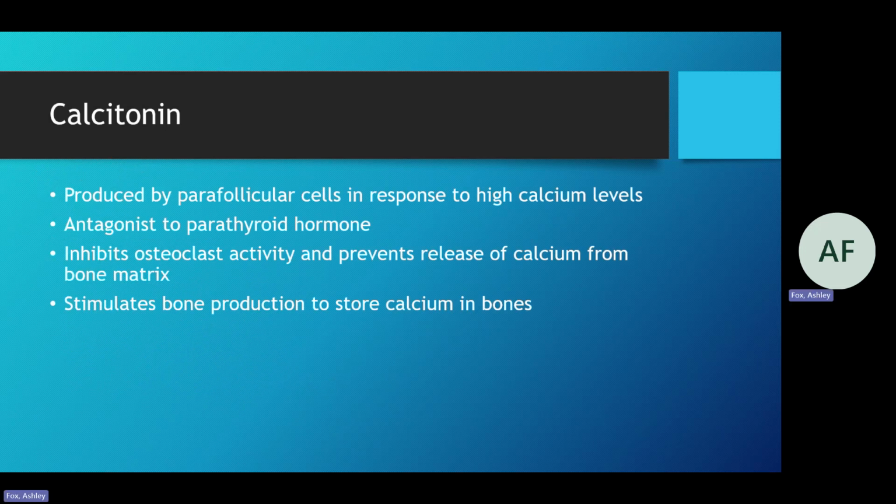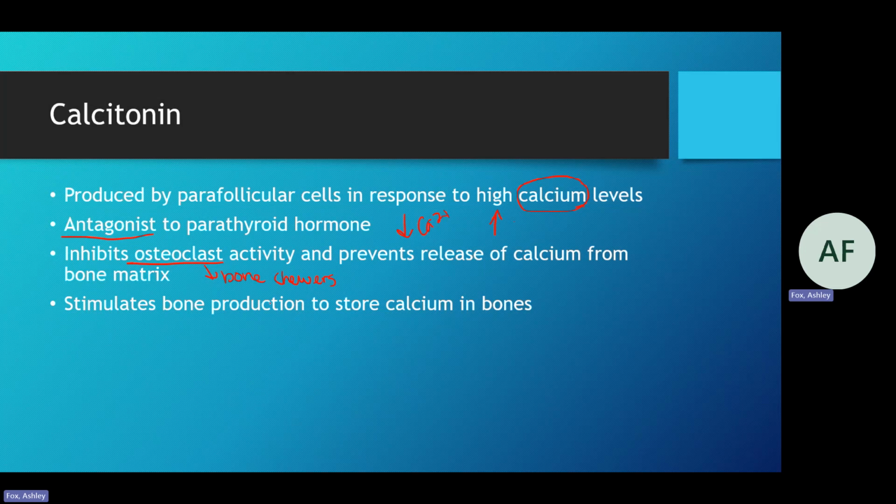Calcitonin, remember, is produced by the parafollicular cells, so around those follicles, and that responds to high calcium levels. Not a common condition, but it does occur. It's the antagonist to parathyroid, because parathyroid responds to low calcium levels and calcitonin responds to high. So they have the opposite effect. Calcitonin is going to inhibit osteoclasts, remember those are the bone chewers. And so less bone chewing, less calcium being released into the bloodstream.